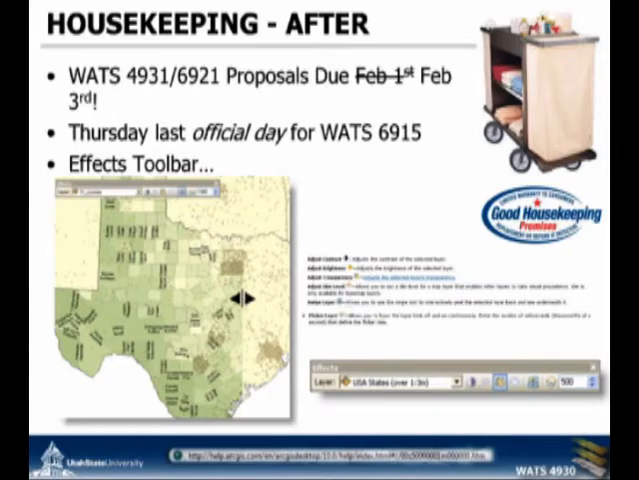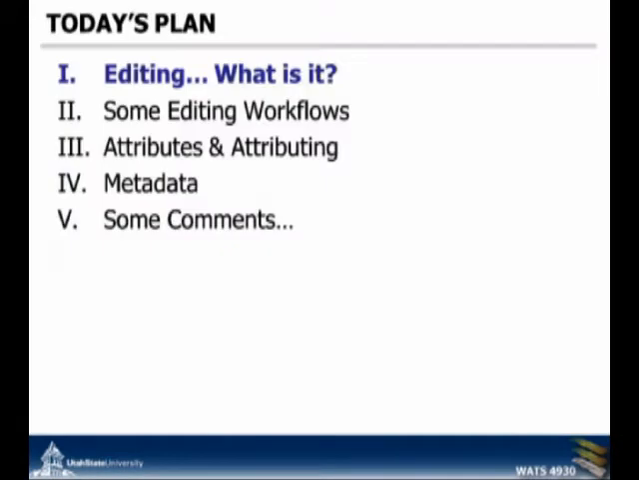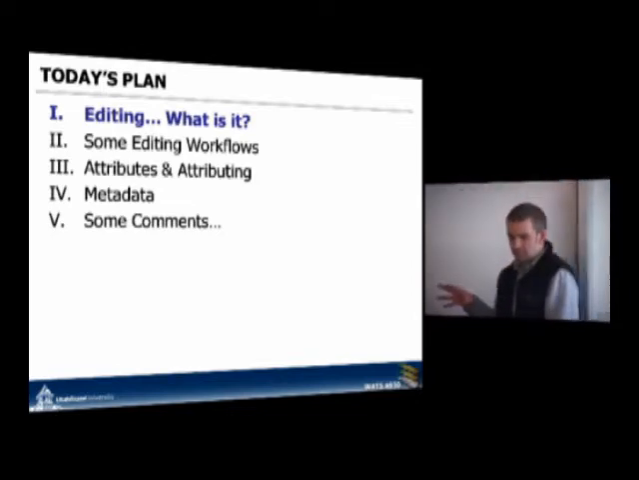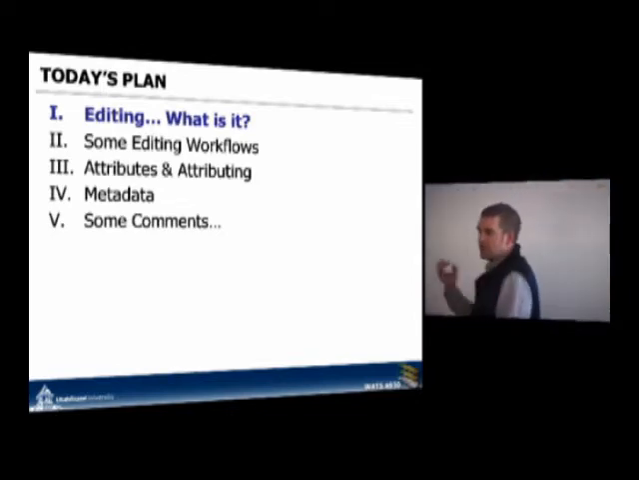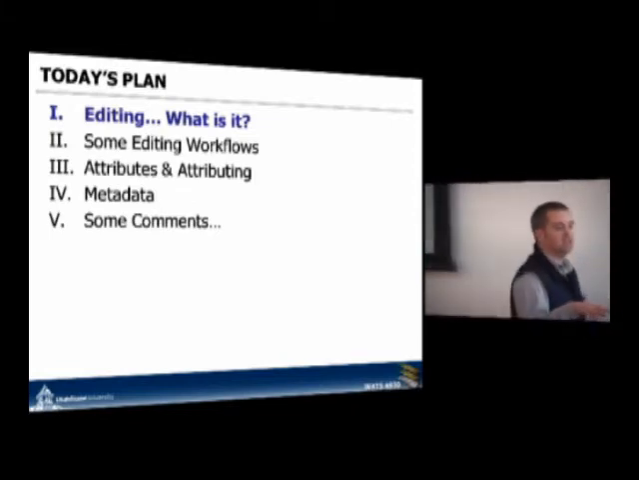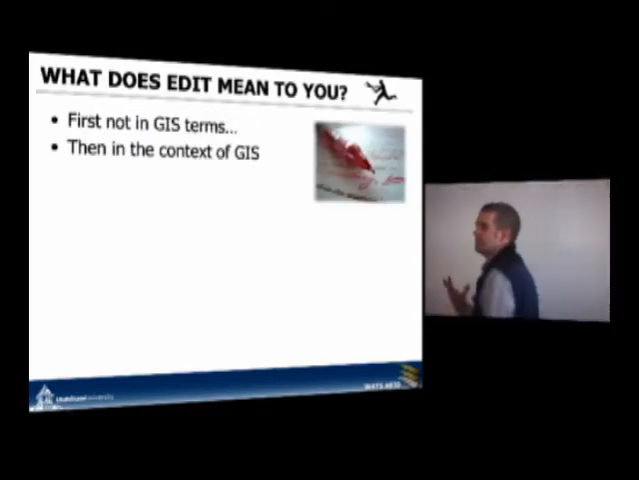Okay, the reading for today was a very quick skim of chapters 6 and 7, and then a bunch of help links in ArcGIS. And the things that we want to cover today are editing in ArcGIS, and we want to talk about the different workflows we use there. We want to talk about, remind ourselves about attributes when we're dealing with vector data in particular, and then talk about metadata. Okay? So when I say edit, what does that mean to you?